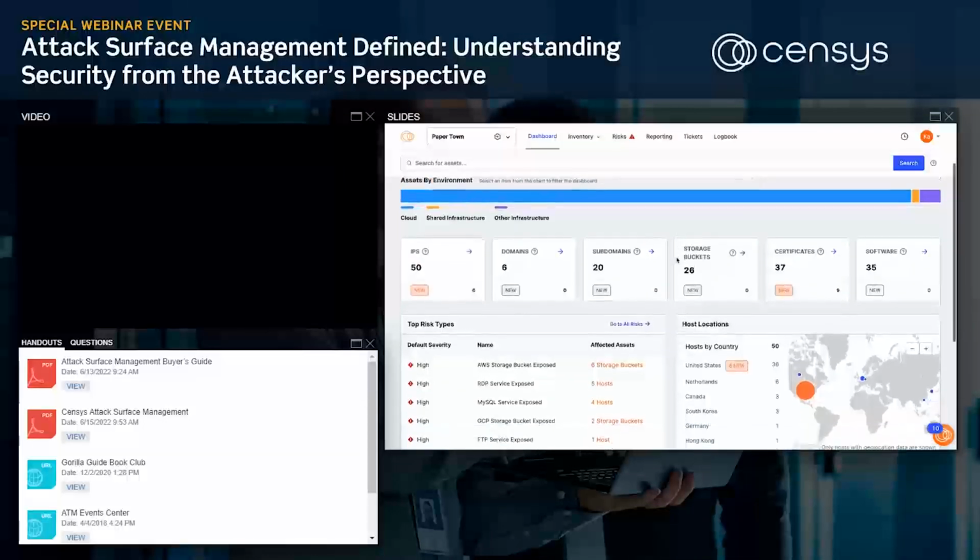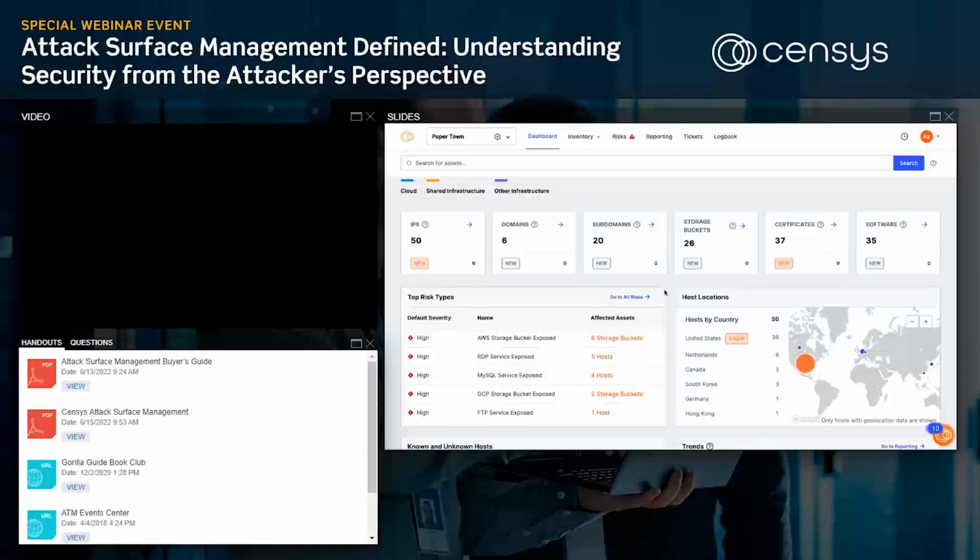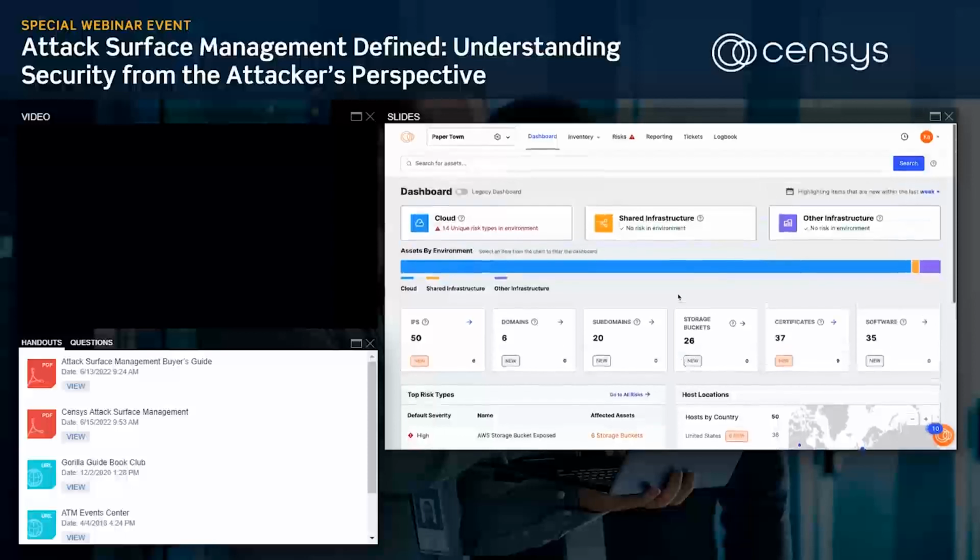So on the dashboard, we'll show some good high-level information like the top 5 risks based on their severity, hosts and their geolocation data, so where are these things popping up in the world. And then at the top, you can also get a sense of the different environments that we're able to observe within your attack surface.